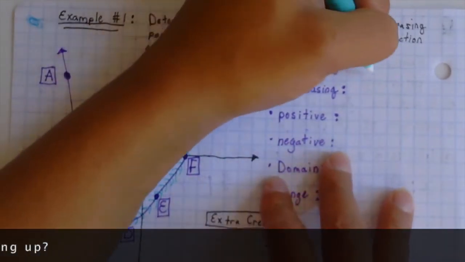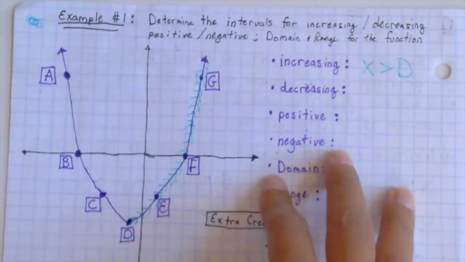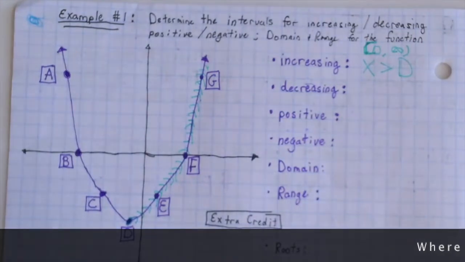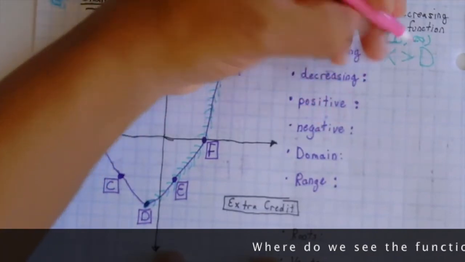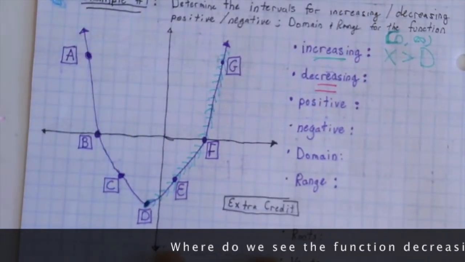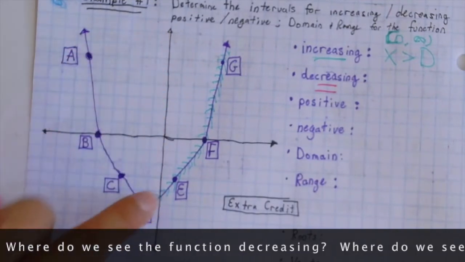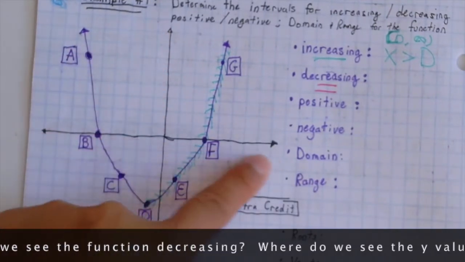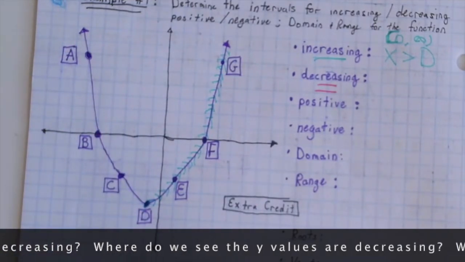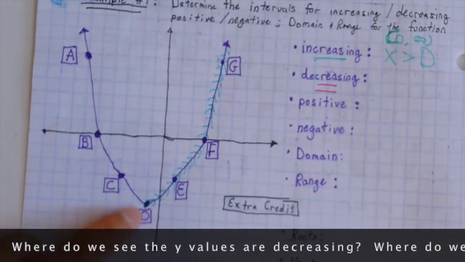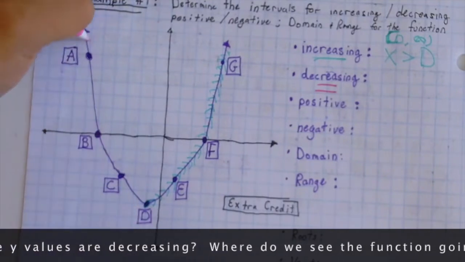Therefore, we write it as x is greater than D. Now, where is the function decreasing? Where is the function where the y values are getting lower and lower as the x values are getting higher and higher? So your response is all the values from infinity all the way to coordinate D.